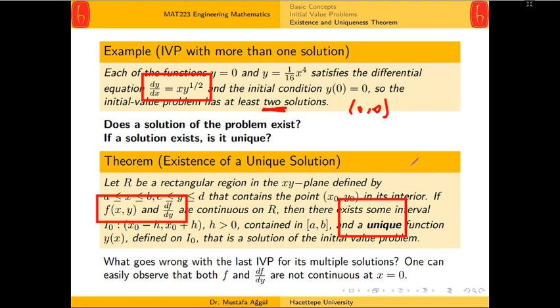But if we have any ODE where the right hand side function is continuous with its continuous y derivative, then we say it has a unique solution.